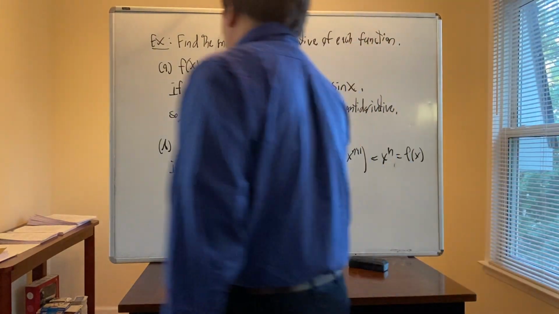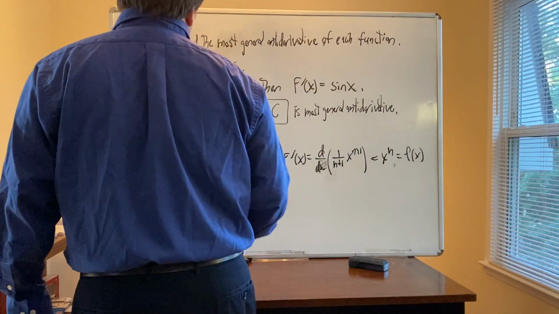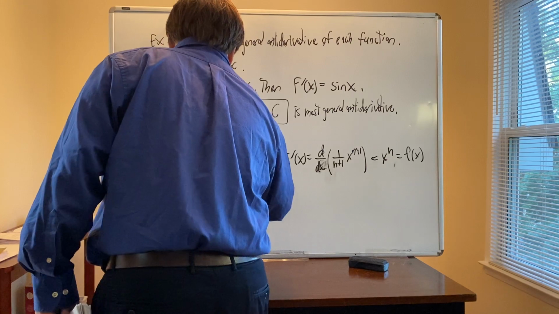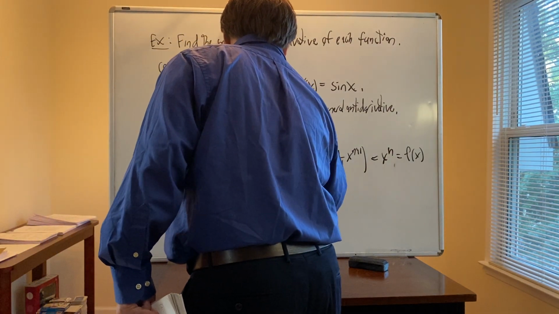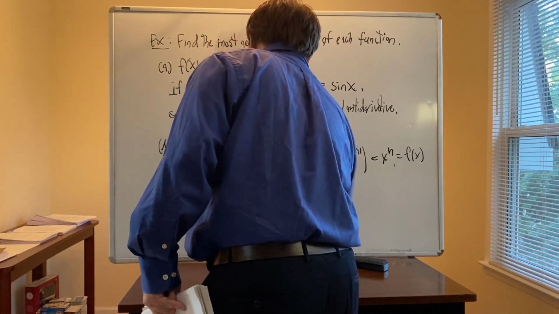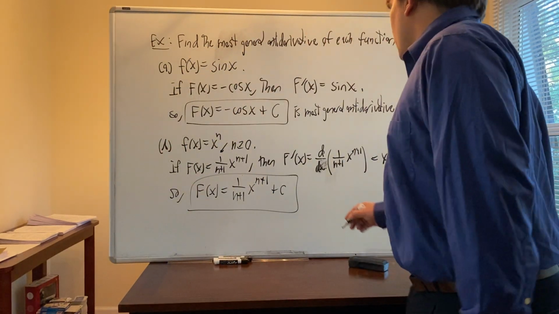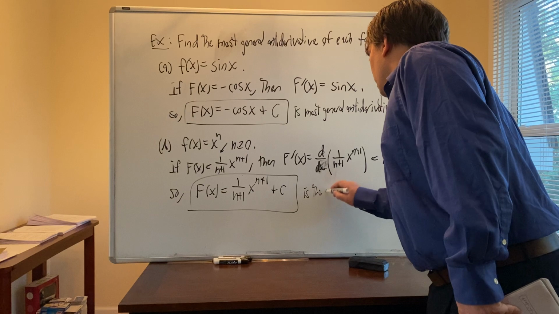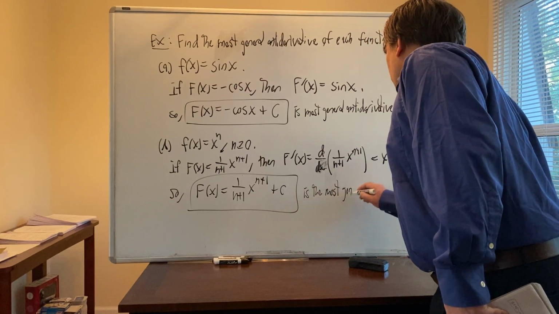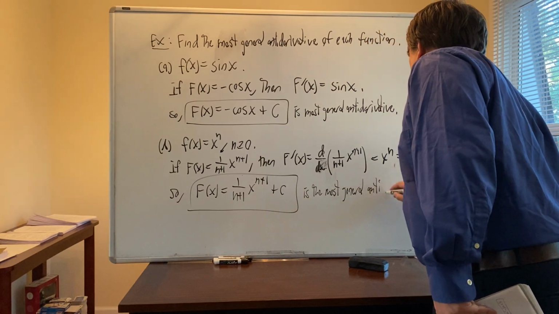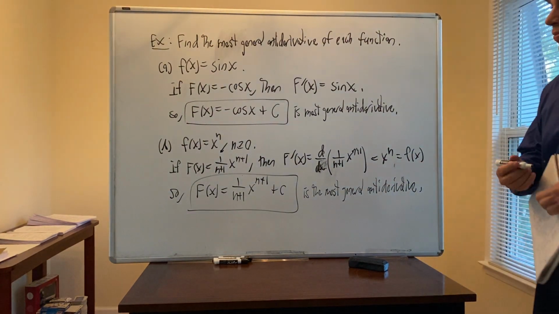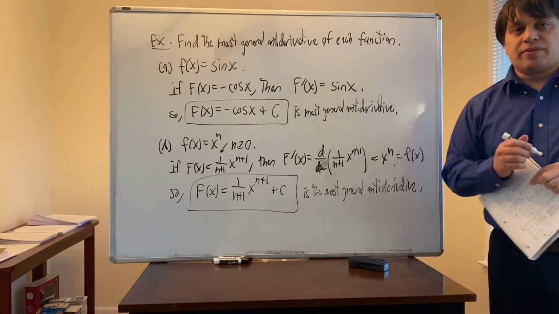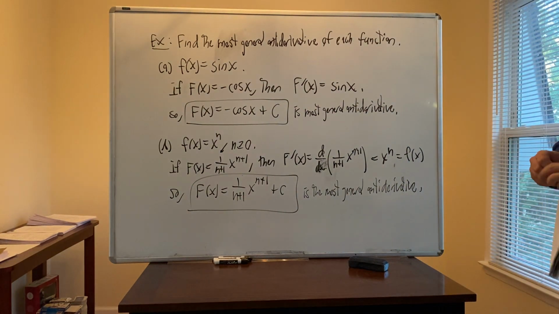And so to find all of them, you just take that one and add a constant plus c to it. So this is capital F of x equals 1 over n plus 1, x to the n plus 1, plus capital C. And that is the most general antiderivative. Okay? So that's the most general antiderivative of little f of x equals x to the n, where n is greater or equal to 0.